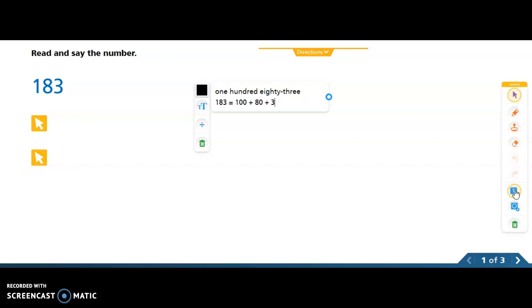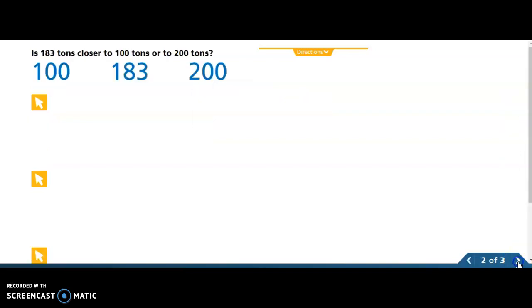Now, let's go back to the number 183. Sometimes in order to estimate, people round a 3-digit number like this to the nearest 10 or to the nearest 100. So, there we go. What are the 2 hundreds that 183 comes in between? You probably see it right now on the board, 100 and 200. So is 183 tons closer to 100 tons, or is it closer to 200 tons? I'll give you a moment to think about that.